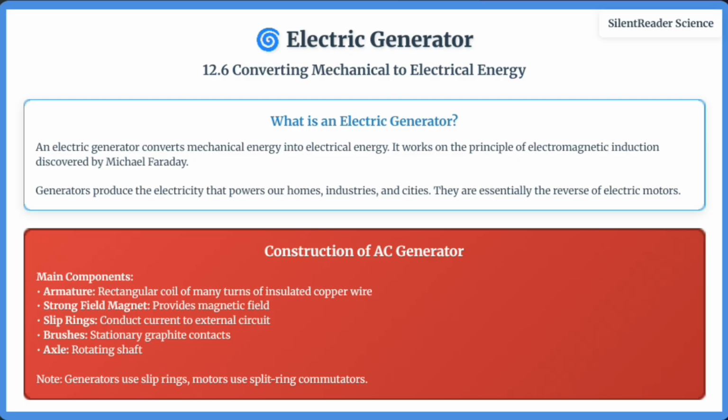The working principle involves the armature coil rotating in the magnetic field, which causes the magnetic flux through the coil to change continuously. This changing flux induces alternating current. Current flows through the slip rings and brushes, and its direction reverses every half rotation, producing alternating current. In India, the AC frequency is 50 Hz, meaning 50 cycles per second.